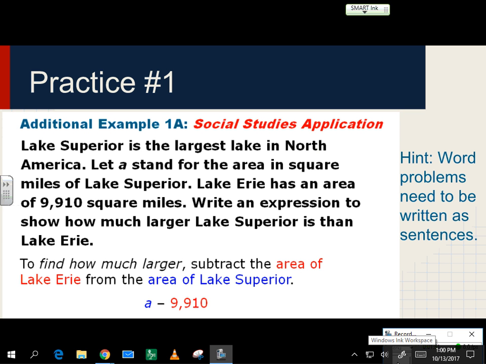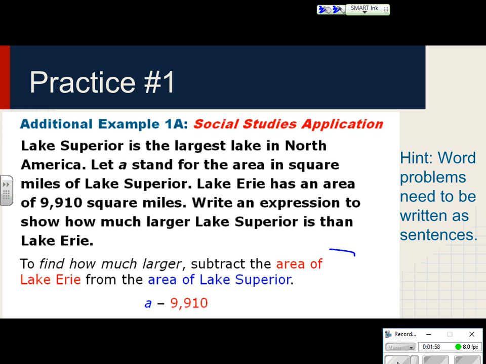All right, so take a look at this example. You don't have to write the whole sentence. You're just going to be writing down the bottom part here once we get to there. It says, Lake Superior is the largest lake in North America, and it actually covers the northern part of Wisconsin, or the border. So here we're going to say that A stands for the area in square miles of the lake. Okay, that's one important piece. The second sentence says Lake Erie has an area of 9,910 square miles. So here we're lucky. They give us exactly what Lake Erie is.